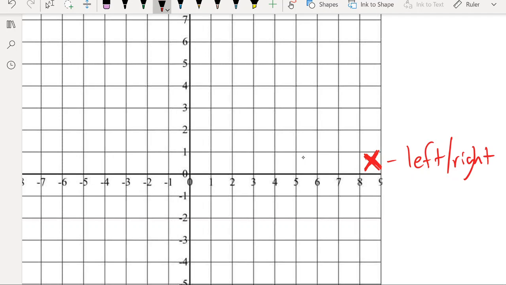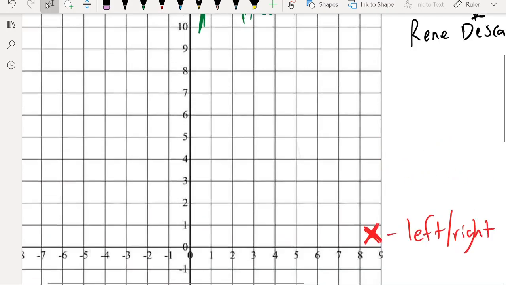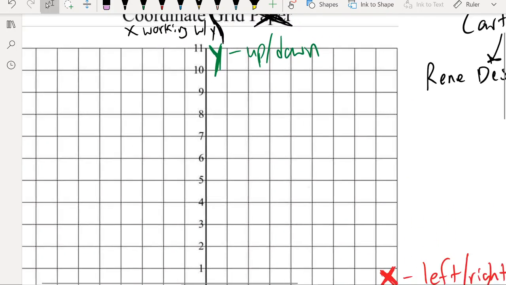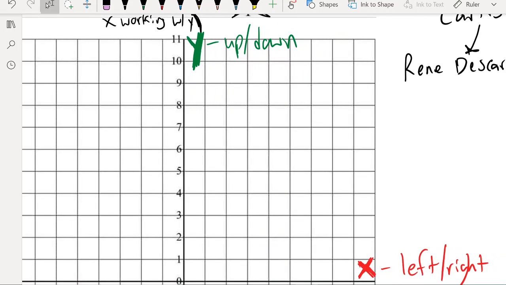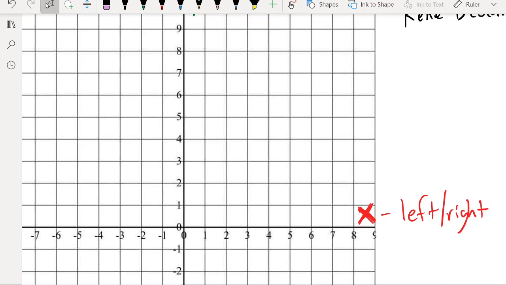So if you're going left and right, you have X. If you're going up and down, you have Y. One way to remember it is that Y is kind of a longer letter. It goes up and down, like the part of the Y that has the tail. It's at an angle, more or less, but it's the long letter out of the two. And then X is left and right.